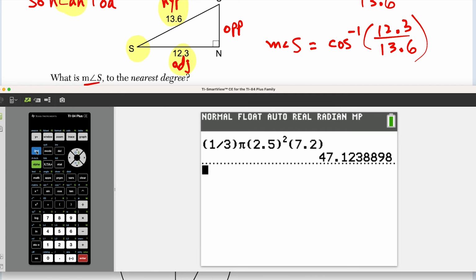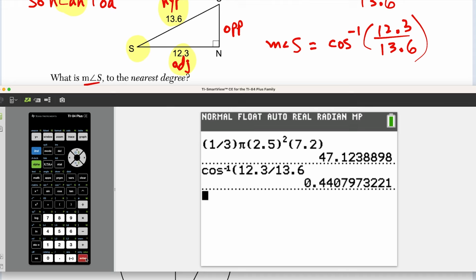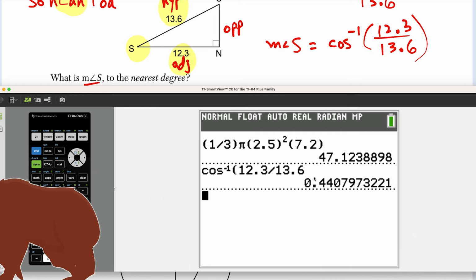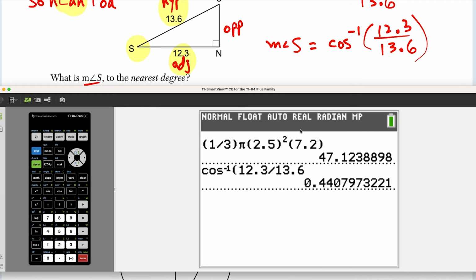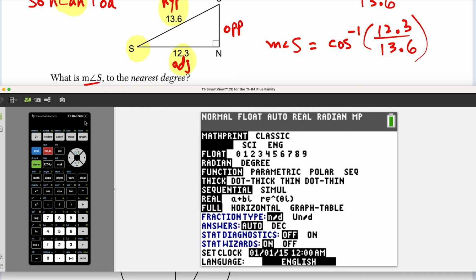Now, one thing to be careful of, don't just go cosine inverse of 12.3 divided by 13.6. If you just do this and you rush and you say, okay, my answer is 0.44, this is a very, very dangerous bear trap for the calculator, okay? You have to make sure, notice that it says radians up top. You want to make sure for this part you're in degree mode because it says to the nearest degree.